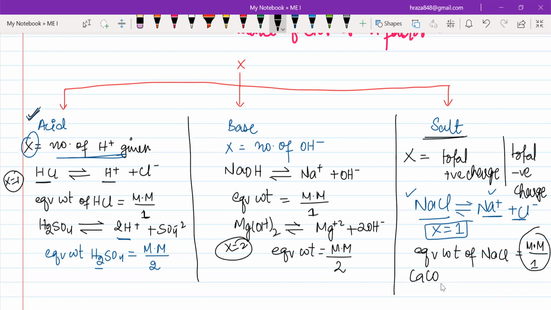If you have CaCO3, which is a salt, you dissociate it into Ca plus 2 and CO3 minus 2. So you can see X has a value 2, because you can take either the positive charge or the negative charge. Both are equal. So the equivalent weight of CaCO3 is molar mass upon X, which has a value 2. Okay, so please do write it. Molar mass you can calculate, right? Yes, sir.